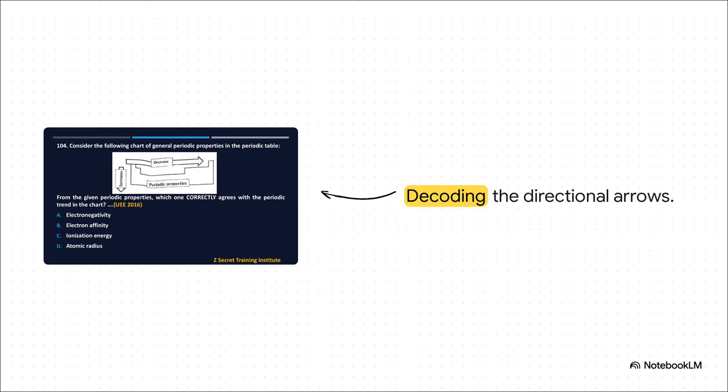Look at this abstract chart here. We have a property that decreases as it goes to the right and increases as it goes down. Take a second. Which of our 3 rules fits that perfectly? If you said atomic radius, you hit the nail on the head. As atoms pack more protons in the same energy level across a period, they pull their electrons tighter, shrinking the radius. But as they add whole new energy shells moving down a group, they just balloon in size. So atomic radius perfectly matches this diagram.